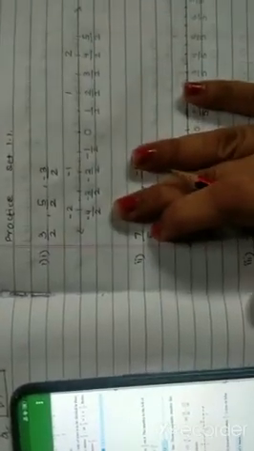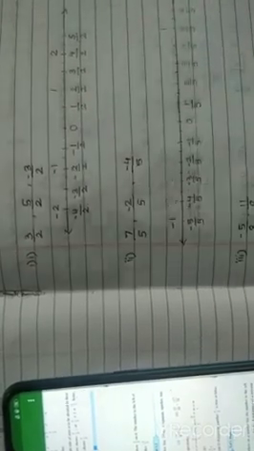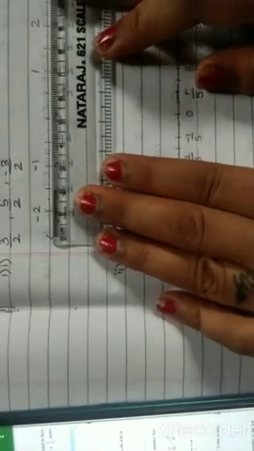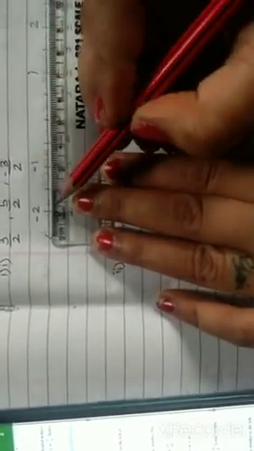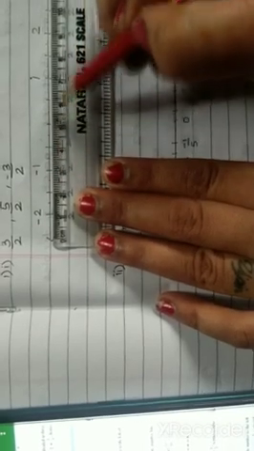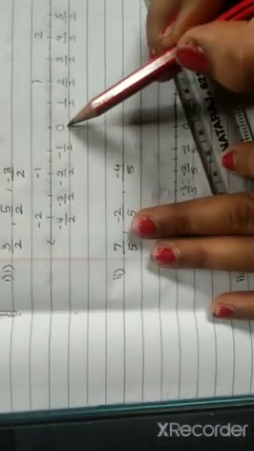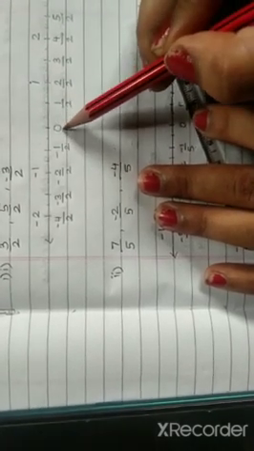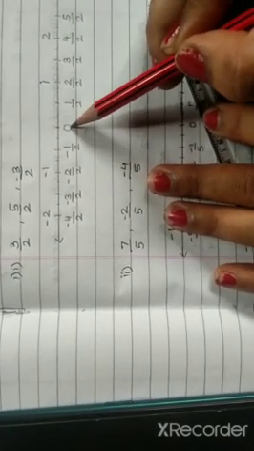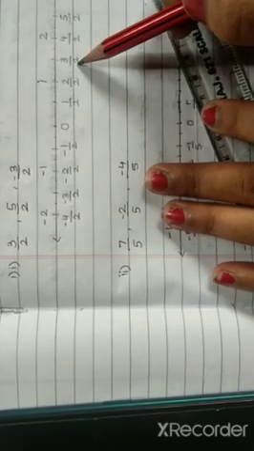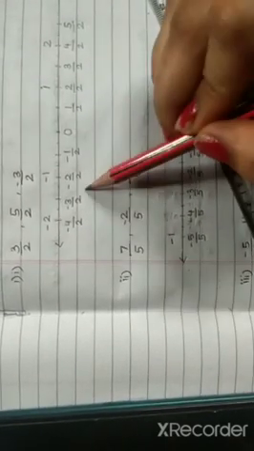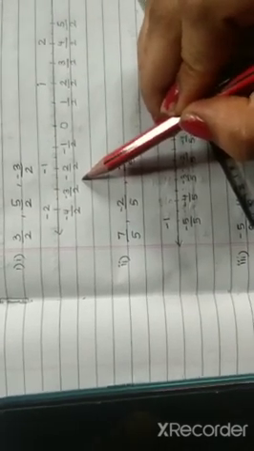I have drawn using a scale at a distance of half a centimeter. That means I have used this scale and I have plotted all the points at a distance of 0.5 centimeters, as you can see. I have marked a center, that is 0, and on my right hand side, as we know, on a number line all the numbers on the right hand side are positive numbers, while all the numbers on the left hand side of 0 are negative.